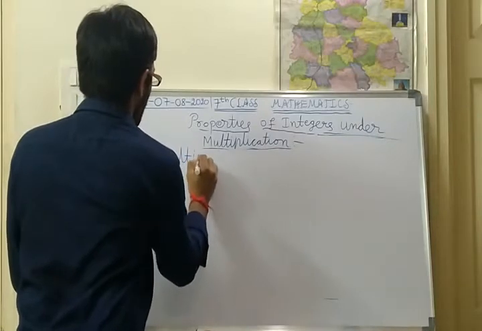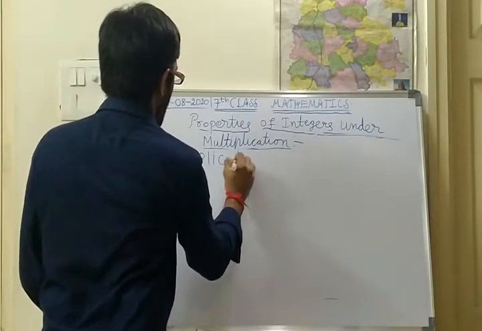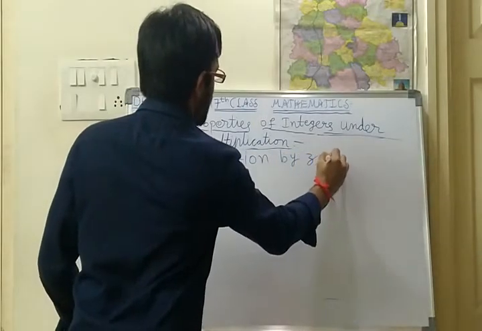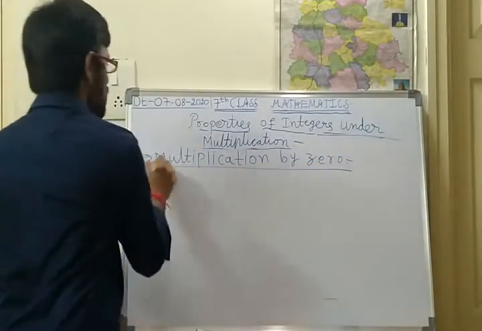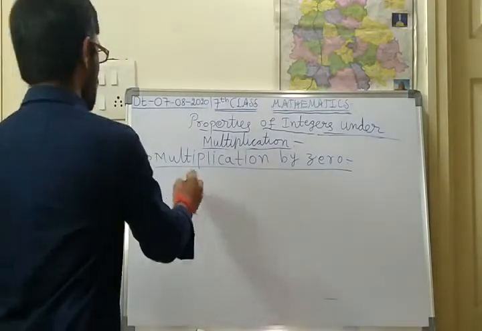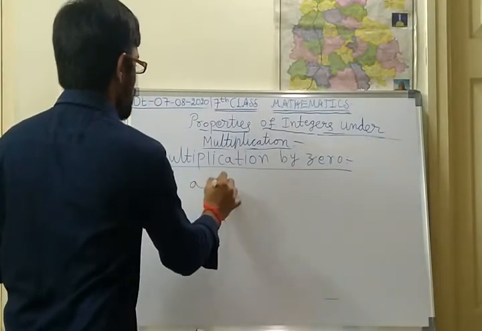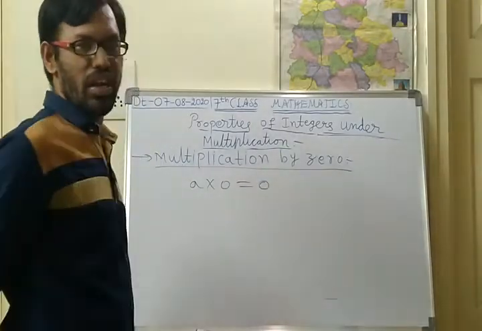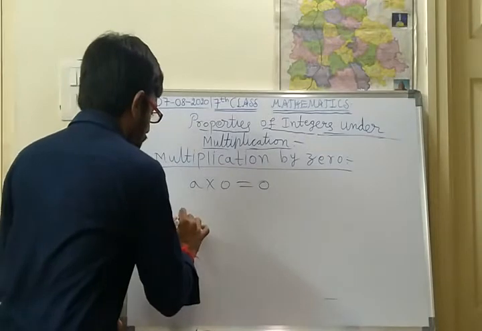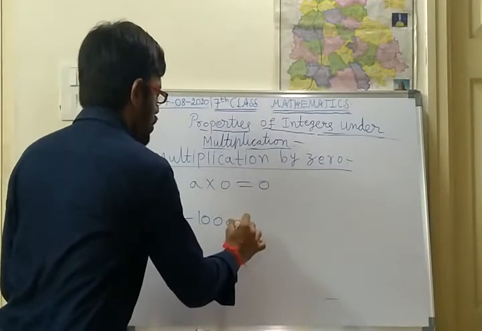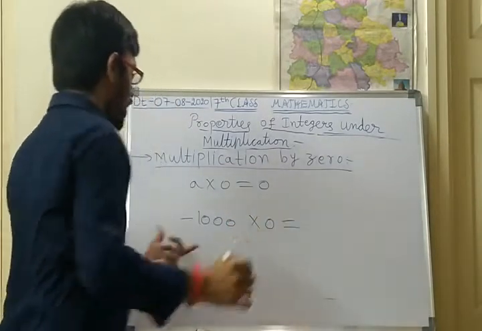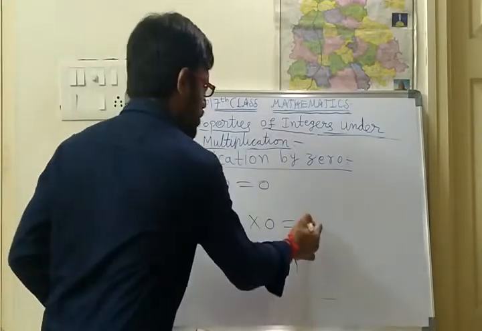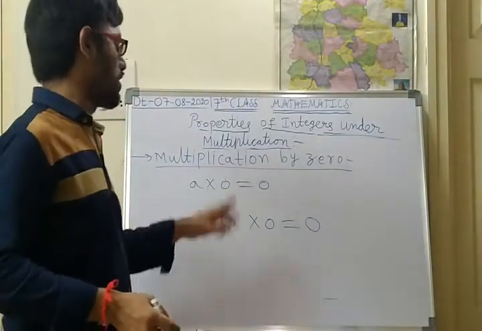Multiplication by 0. Anything into 0 is 0 only, is it right? Whatever integer you are taking, say minus 1000, then minus 1000 into 0. What is minus 1000 into 0? Something into 0 is 0 only. 0 into something is 0 only.